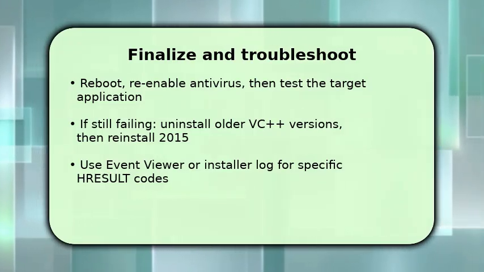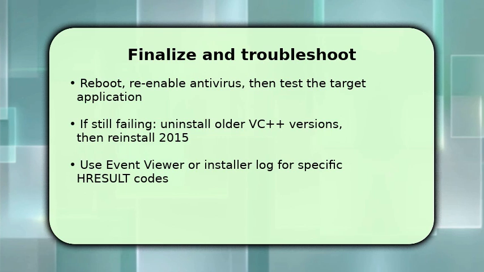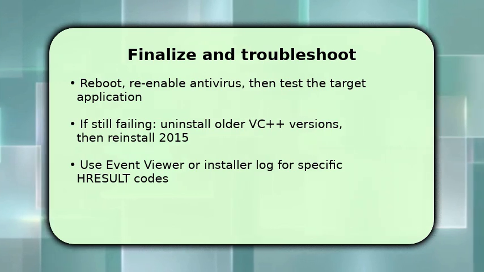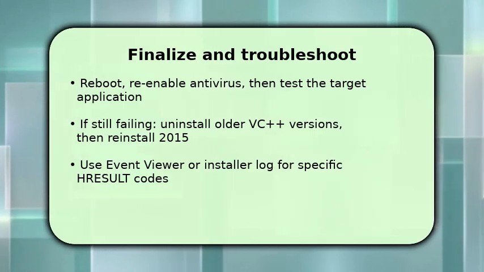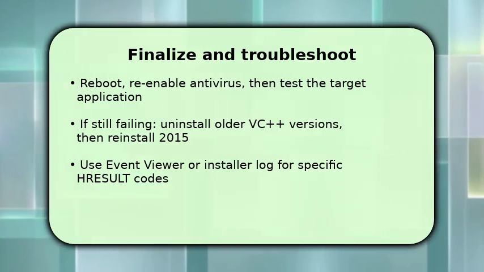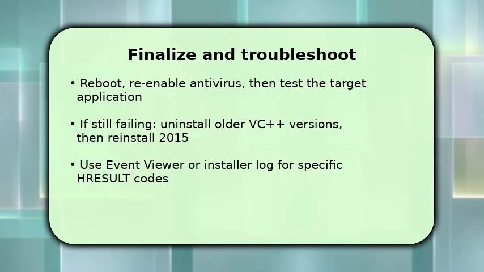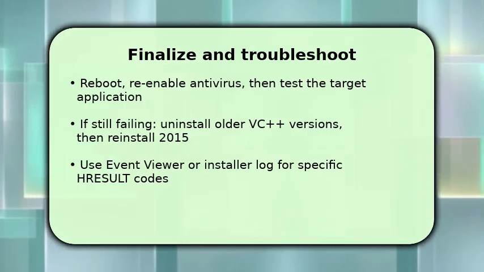For one key troubleshooting tip, capture the installer log or check Event Viewer for specific result or error codes. Those codes tell you whether the failure is permission, file corruption, or dependency related, and they point to the exact next fix.